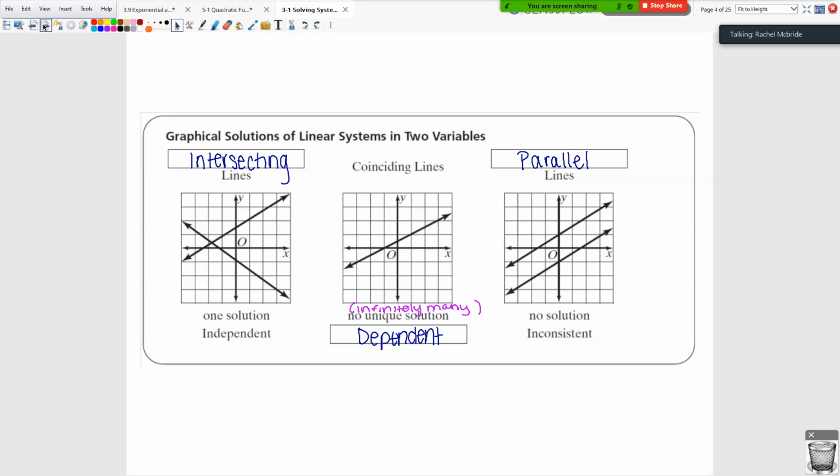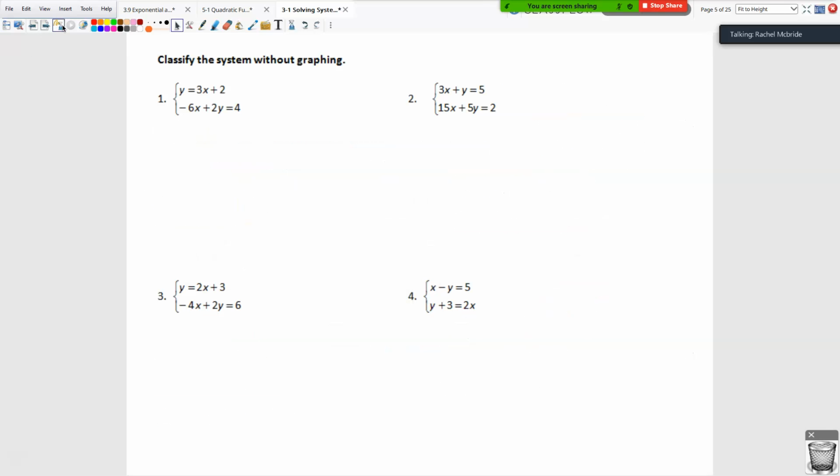So you guys filled in your boxes? So without graphing these or solving these like we did last week, we're going to classify them. In order to classify, we need to do 2 things. We need to rewrite both equations in y equals mx plus b form.